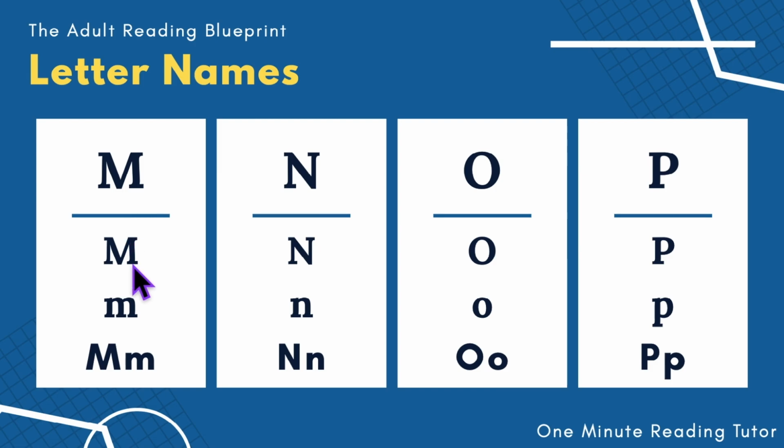M, capital M, lowercase m, M. N, capital N, lowercase n, N. Note the difference, M, N. O, capital O, lowercase o, O. P, capital P, lowercase p, P.